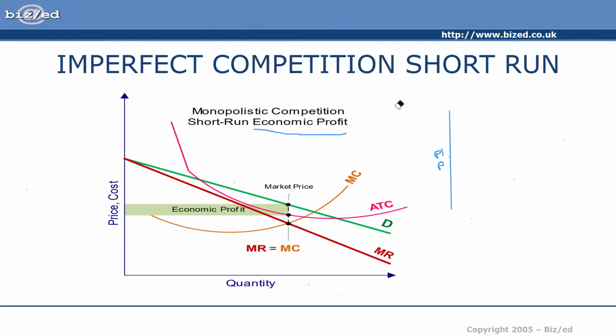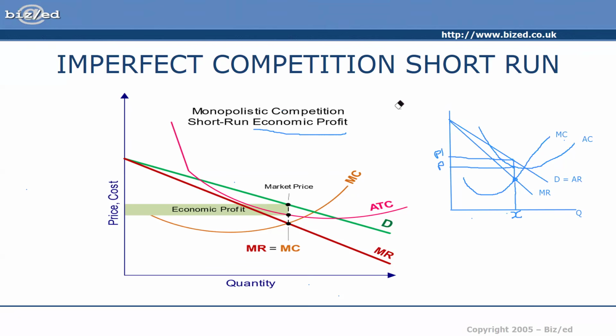Before you erase it, I can even calculate how much my supernormal profits are. My cost is 8 and my revenue is 9.